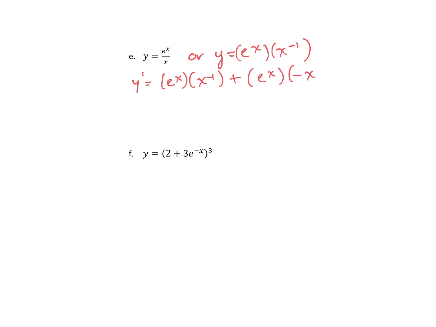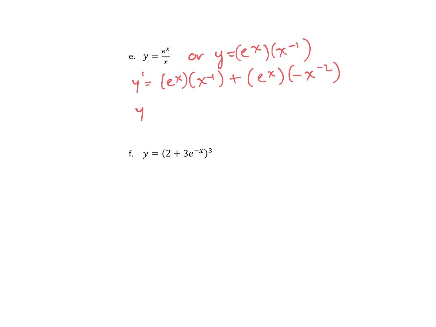Okay, in this example we have the quotient rule, or you could make it a product rule if you wanted to. We could bring the x to the numerator. If it's pretty simple, I sometimes do that, so I'm just going to do the product rule. So derivative of e to the x is e to the x, and then we have e to the x times the derivative of x to the power negative 1, so that would be minus x to the power negative 2.